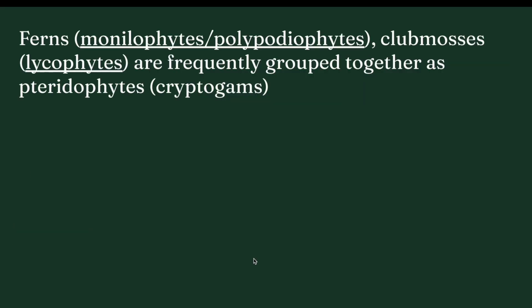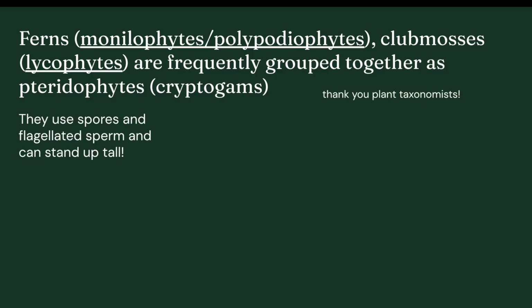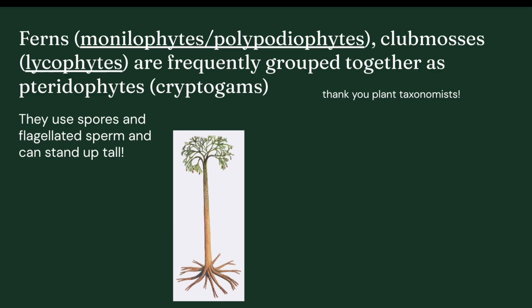So ferns, also known as Monilophytes or polypodiophytes, and clubmosses and their relatives, which are known as Lycophytes, are frequently grouped together as Pteridophytes, cryptogams, or the seedless vascular plants. Thank you, plant taxonomists, for your naming schemes. Without seeds, they must use spores to reproduce, and they also still have flagellated sperm, which you might remember as an ancestral trait from when plants were algae, and therefore require a film of moisture to reproduce, so they still require moisture. They can stand up very tall now, thanks to their vascular tissue.